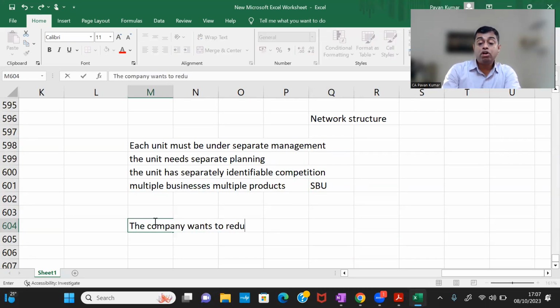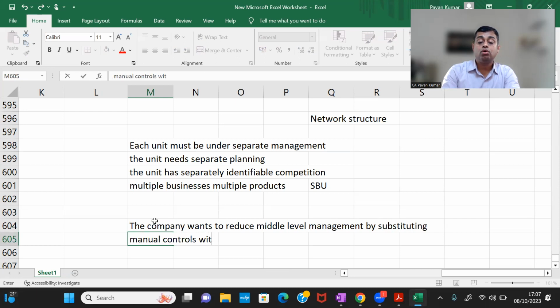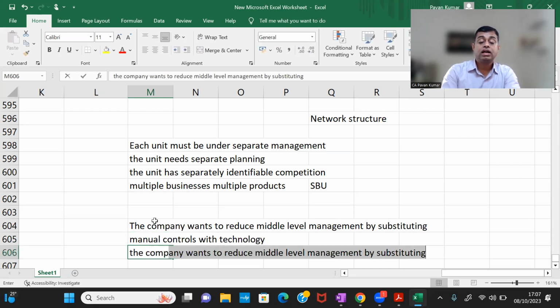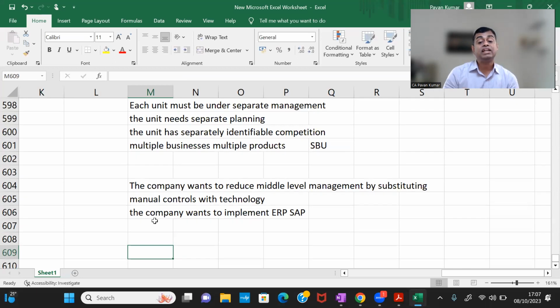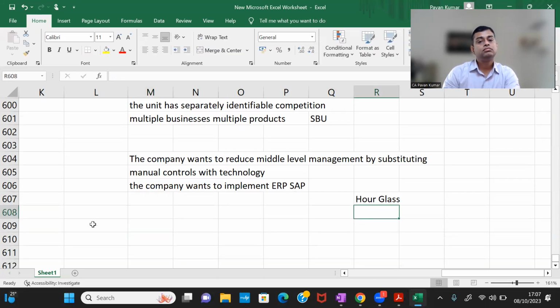The company wants to reduce middle level management by substituting manual controls with technology. The company wants to implement ERP, SAP, etc. Then they're asking about hourglass structure. Okay, this is hourglass. Because hourglass structure will be like this, fine. So middle will be small. Top level, very thin middle level, broad functional level.